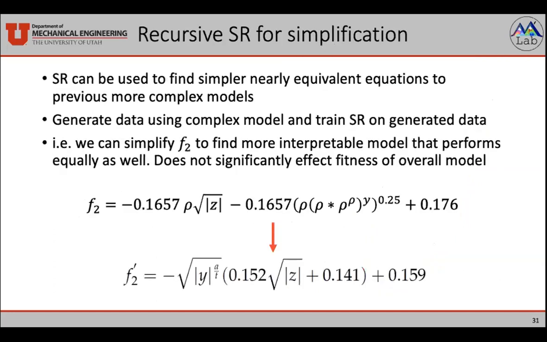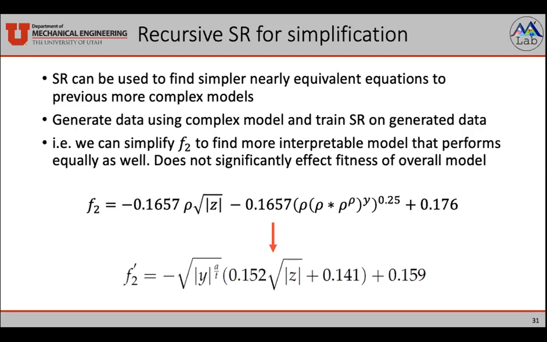One interesting use of symbolic regression that was implemented is using symbolic regression to simplify equations. So our equation F2 here was fairly complex and difficult to interpret. And using algebraic simplification still left some components of the equation hard to interpret, such as y to the y or different things like that.